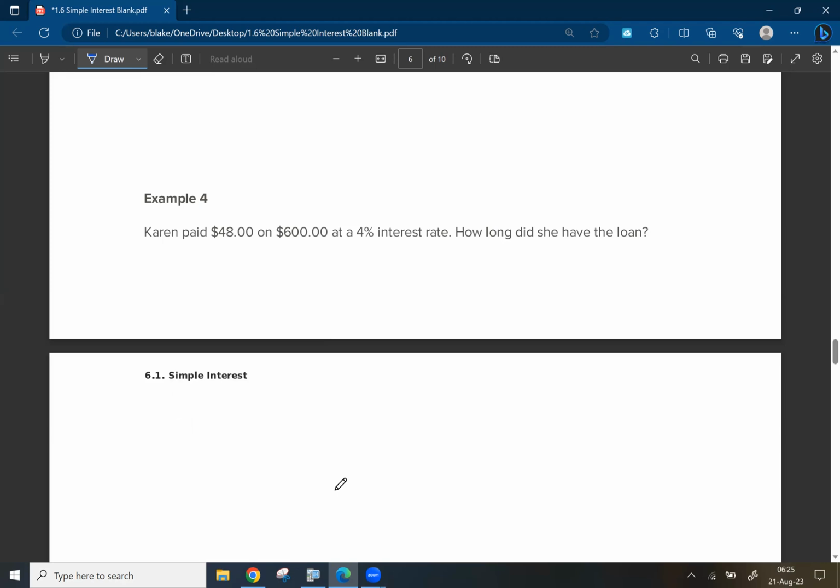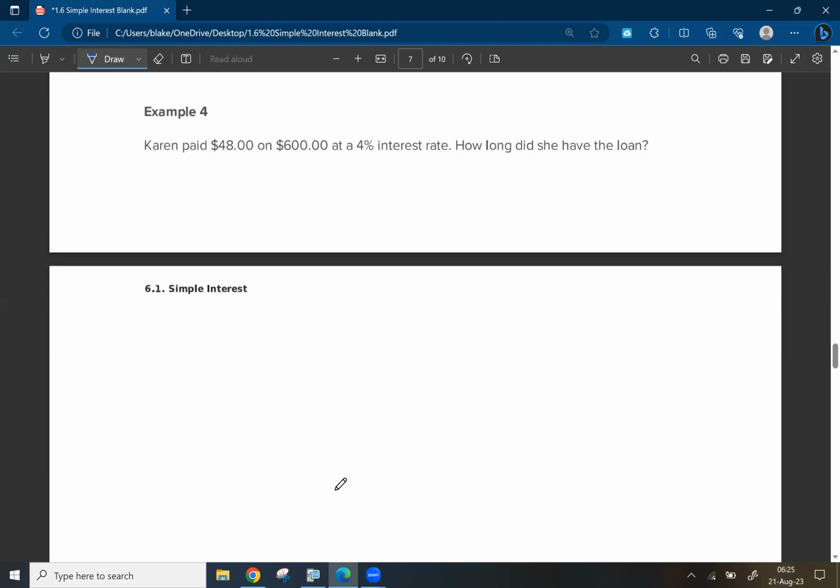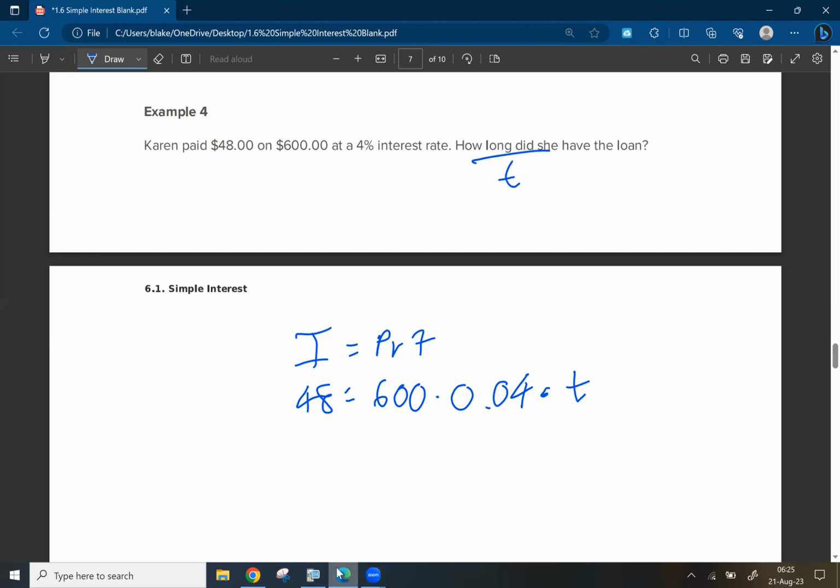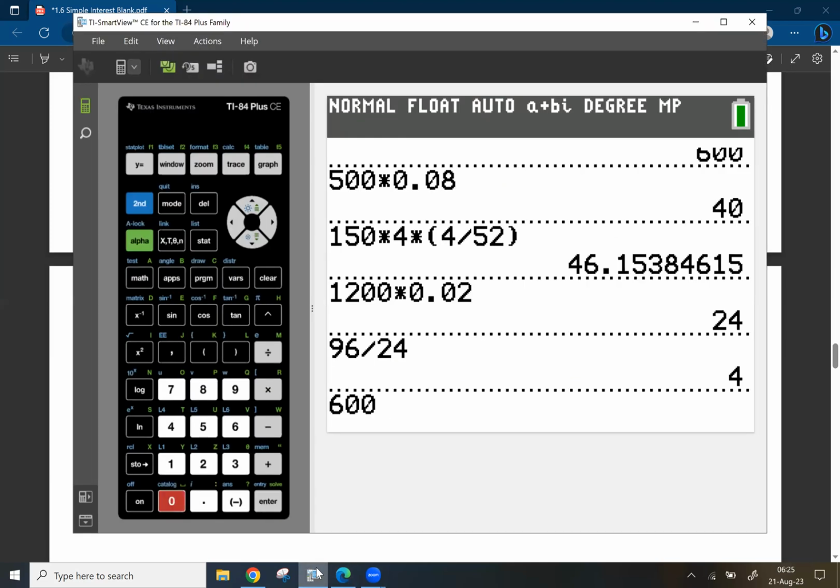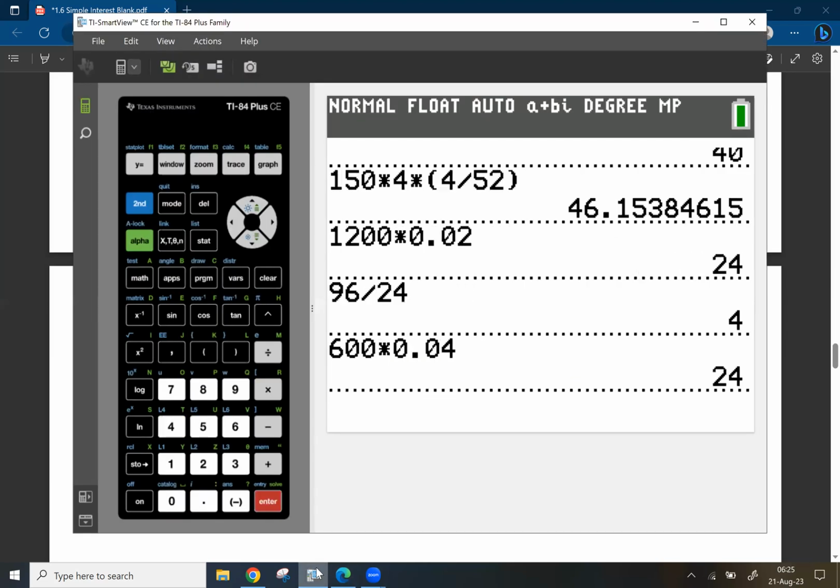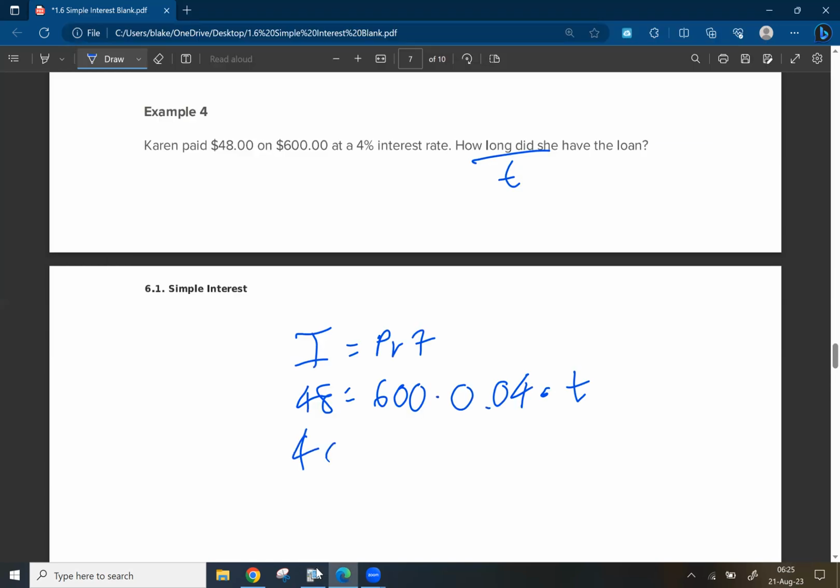All right, Karen paid $48 on $600 at a 4% interest rate. How long does she have the loan for? It's very similar to the last question. So I equals PRT. I is $48. P is $600. Rate is 4%. And T is what we're trying to find. How long, right? So we'll multiply the 600 times 0.04 again. 600 times 0.04, 24 again. So 48 equals 24 times T.